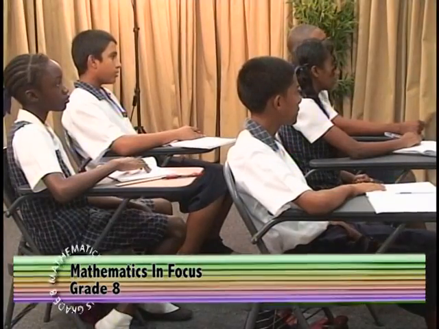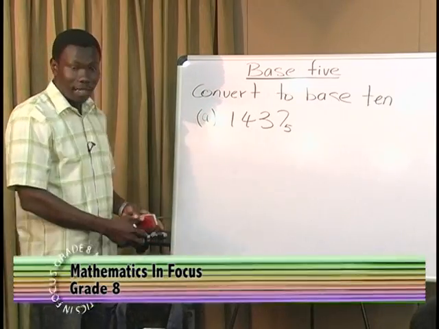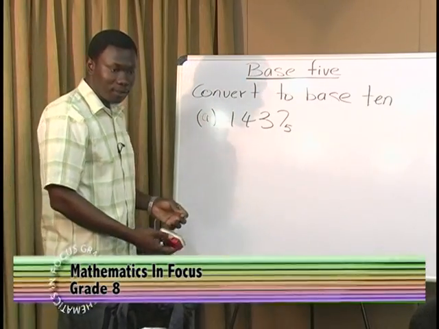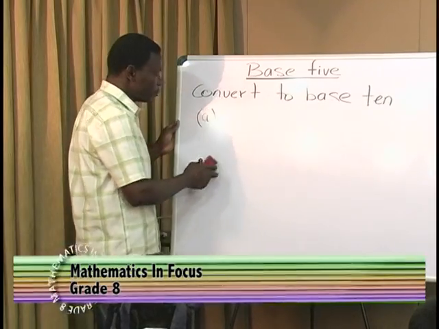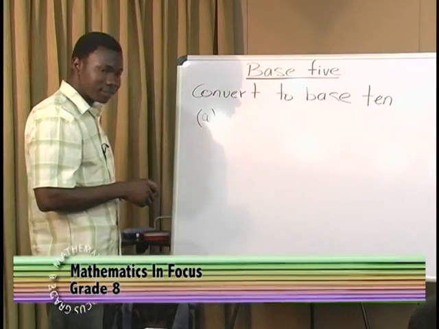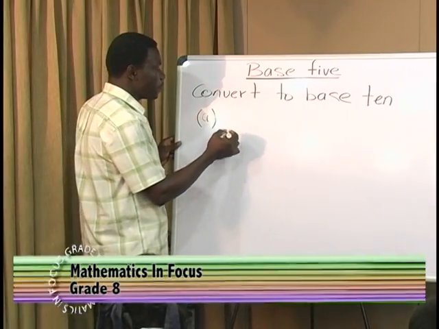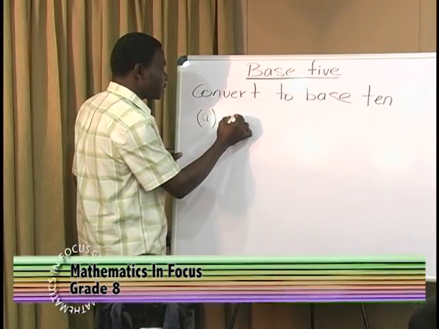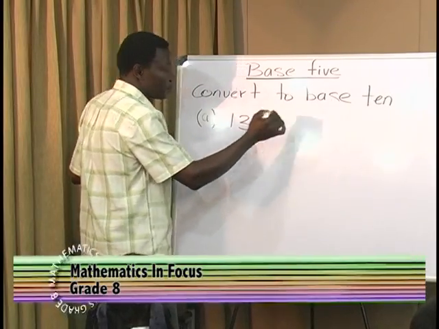No, sir. Why? What is wrong? The 7. Yes, the 7 should not be there, because in base 5, what numerals could we use? 1, 2, 3, 4. One more? 0. Correct. We could only use from 0 to 4. So let's take a number like this. Here we have 132, base 5.